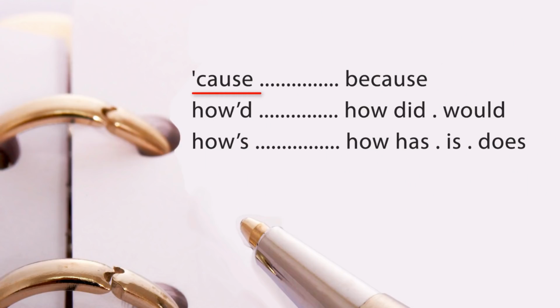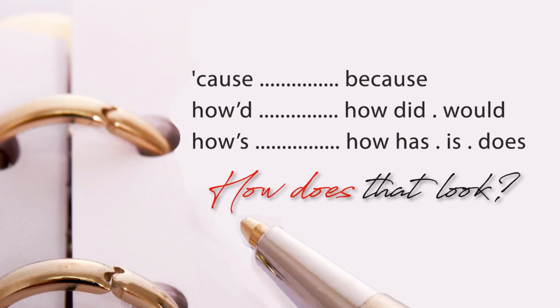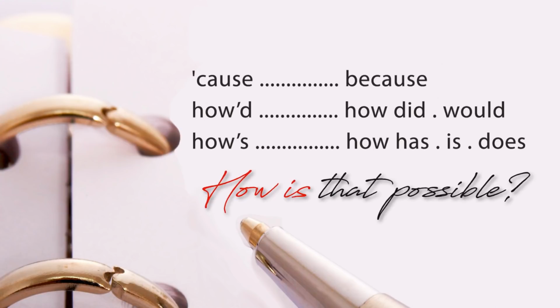Let's have a look at the following list. So here we have 'cause means because. What about how'd? Now this has 2 meanings. It could mean how did or how would. Same thing with how's. This has 3 meanings. How has, how is, how does. How does that look? How is that possible? How has that happened?